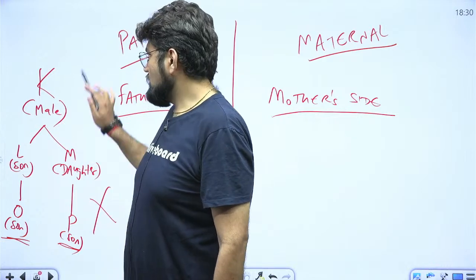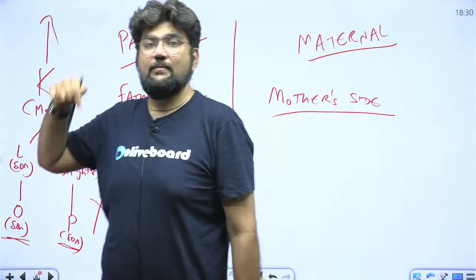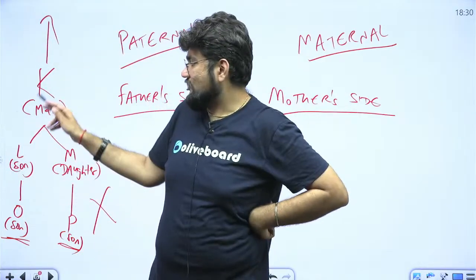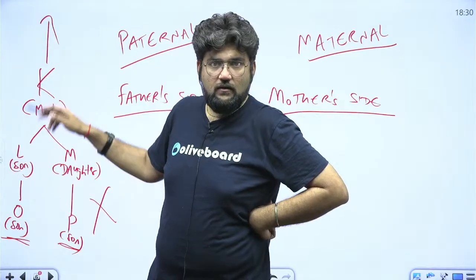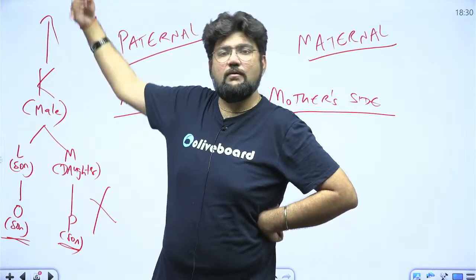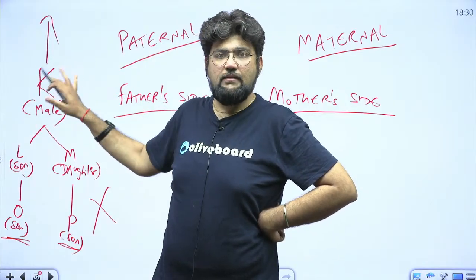Why? Because the words maternal and paternal can only be used going upwards in your relationship, never coming downwards. Because paternal implies father's side. This is not K's father, this is K's son. K's son, K's daughter. So, paternal, maternal is above K. Everybody who is above K will be paternal and maternal for K. For L and M, there can be paternal, maternal.